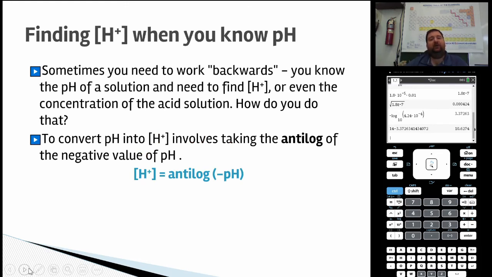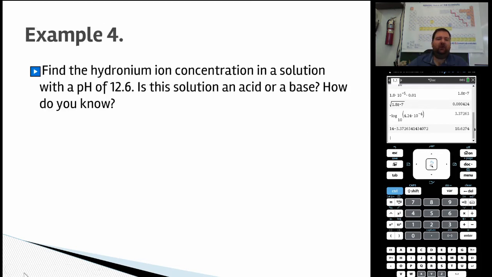And this is going to be when you're given the pH value and they want you to calculate the hydrogen ion concentrations. And so let's go ahead and try something like this, because you'll encounter these problems. Find the hydronium ion concentration in a solution with a pH of 12.6. So we know that our pH is equal to the negative log of our hydronium ion concentration.